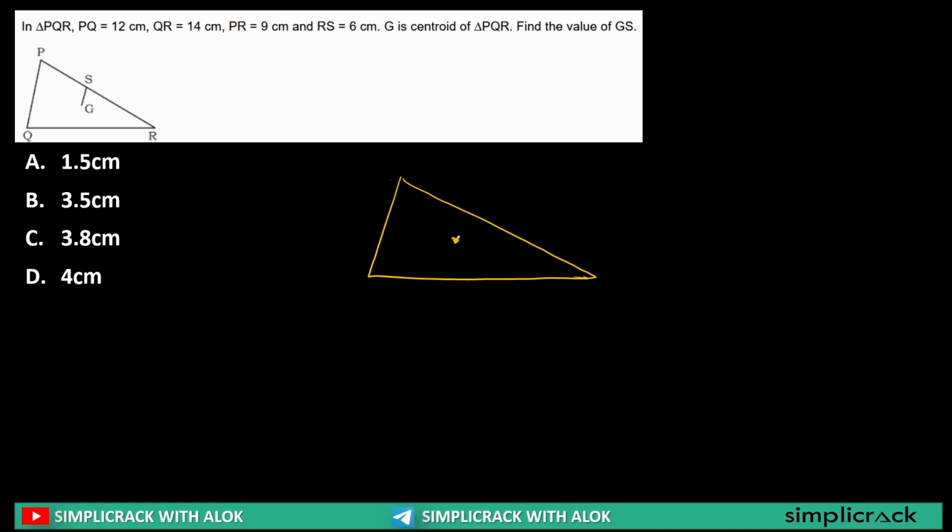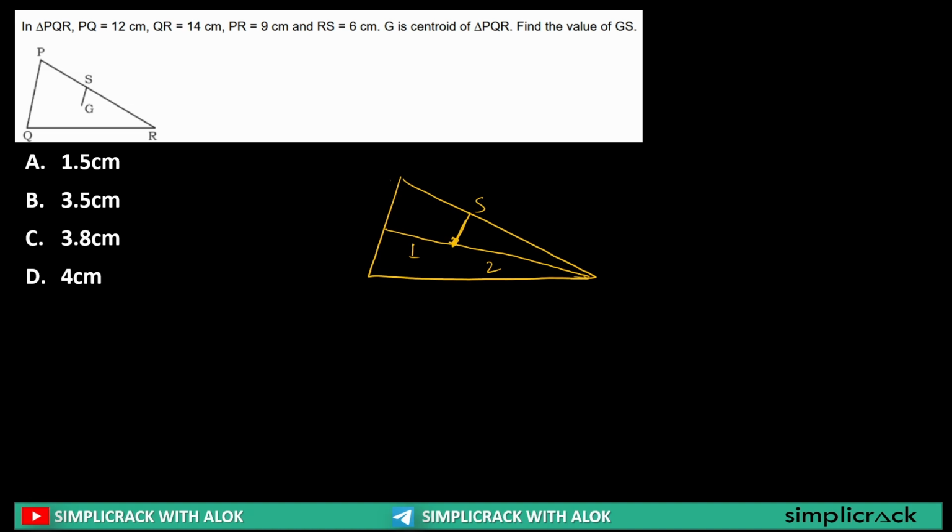G is the centroid. Now you should understand how centroid comes to picture. The centroid is the intersection of all the medians. That means it is a 1:2 ratio. Medians are always in the 1:2 ratio.